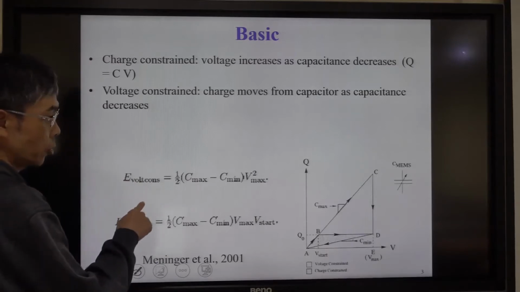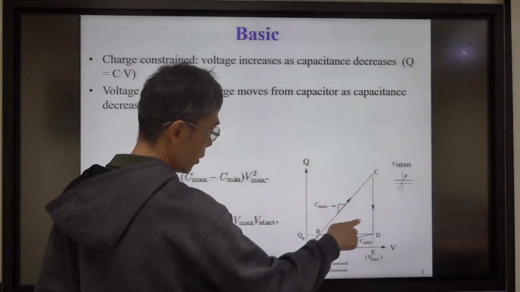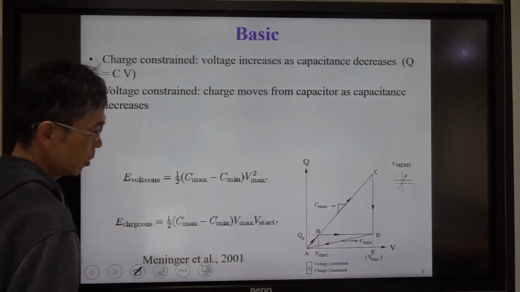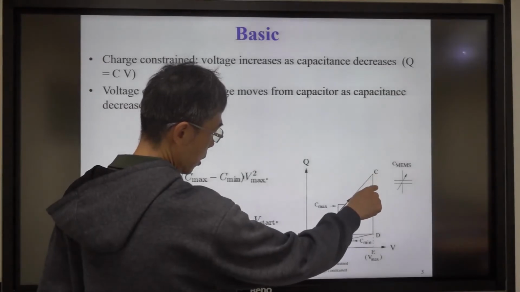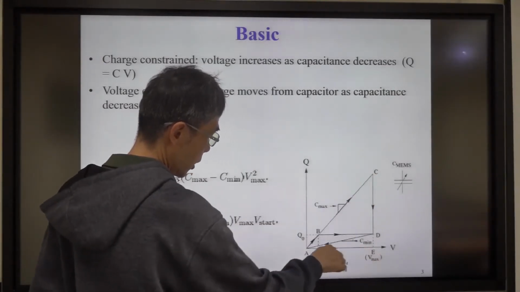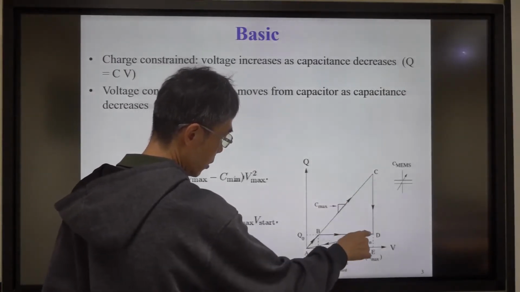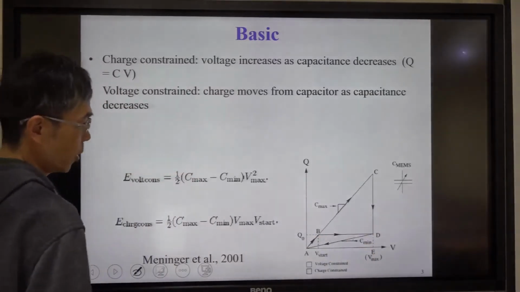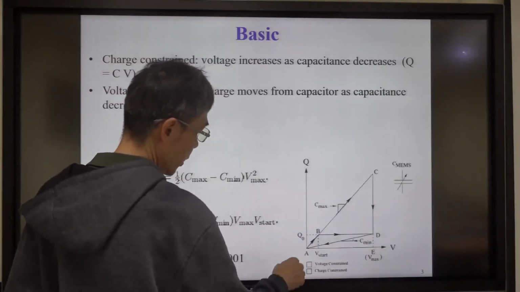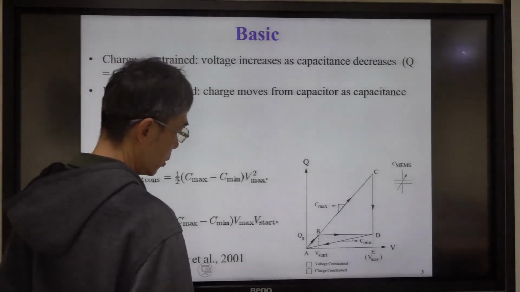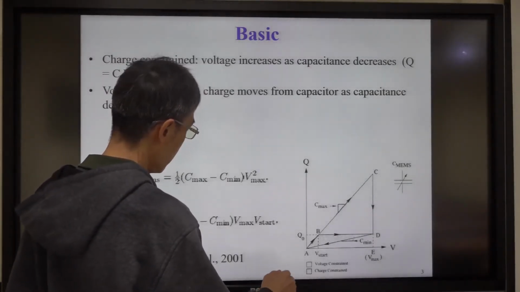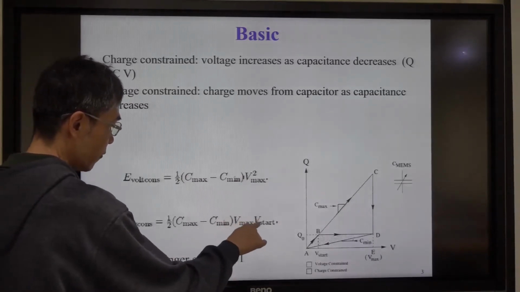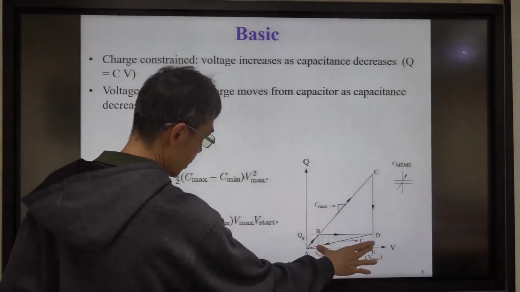Okay, for the voltage constraint case, we want to calculate the surface area of the triangle ACD. So we can use this large area minus this small triangle area ABE. First we can calculate the large area. We want to express it by C max, C min, and V max and V start. So V start here and V max here.